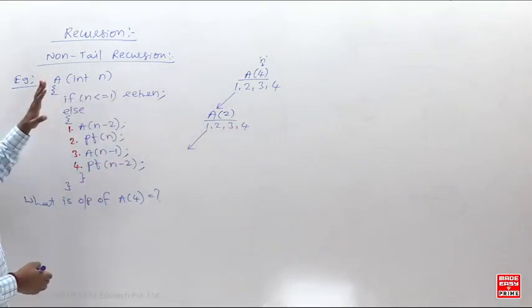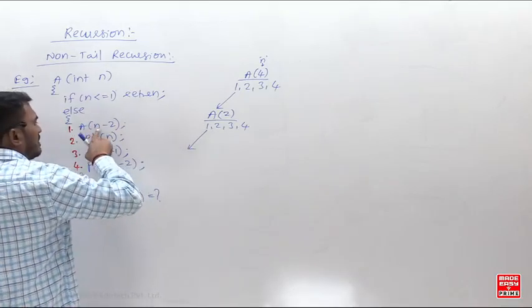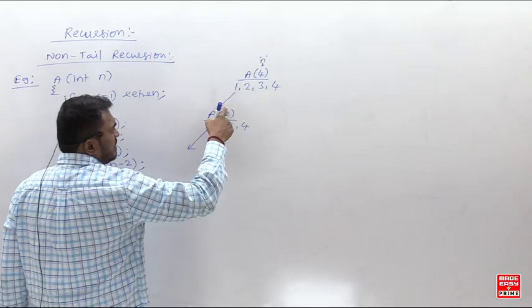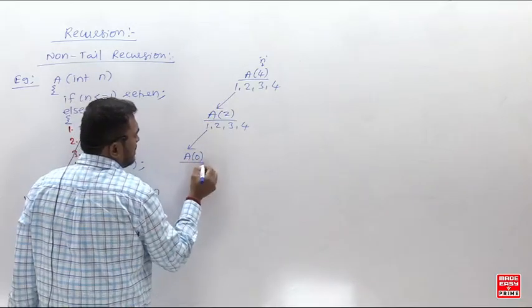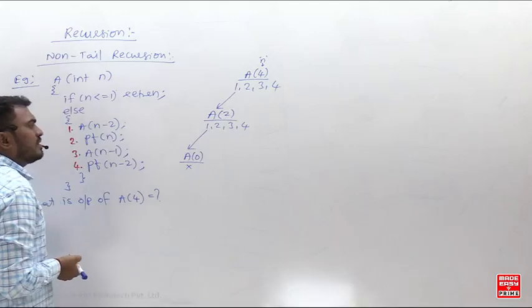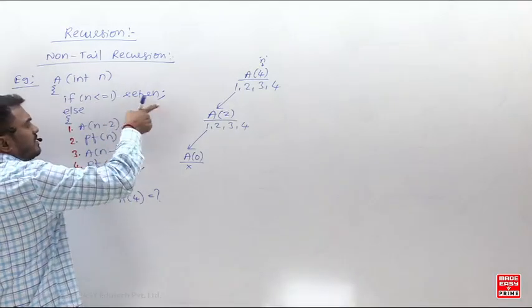Whenever you call this function, you have to execute these 4 statements. Now what is the first statement? Recursively calling A of n minus 2. The n value here is 2, so 2 minus 2 is 0, that is A of 0. A of 0 means what? Termination. Why? Because n is less than or equal to 1, so it returns.